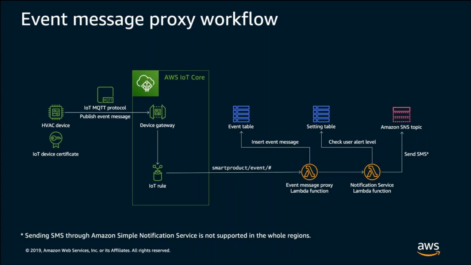After inserting the event into the event table, the Lambda function sends the event to the notification service Lambda function. The notification Lambda function is going to check the user alert configuration, which is in the setting table. Then, when the event message's alert level is in the user's configuration, the Lambda function is going to send an SMS message through the Amazon SNS topic. Users can set whether to get SMS messages or not as well.